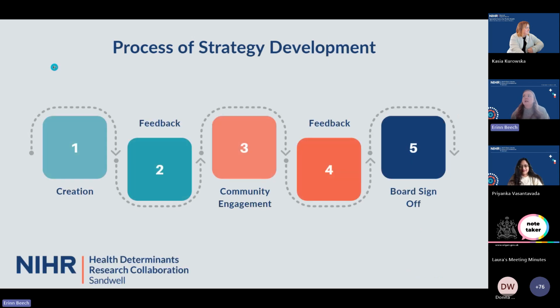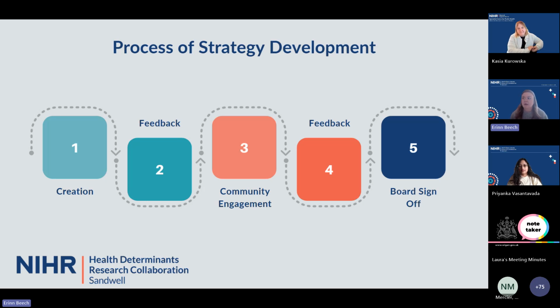In terms of our strategy development, here's an overview of how we've done it, and then Priyanka will go over the main aspects. First of all, we created a very bare bones draft, using the involvement principles I've just mentioned. We then took this to our HDRC governance structures, so these are co-applicants, but also wider partners like NHS, ICB, and community and voluntary sector organisations.